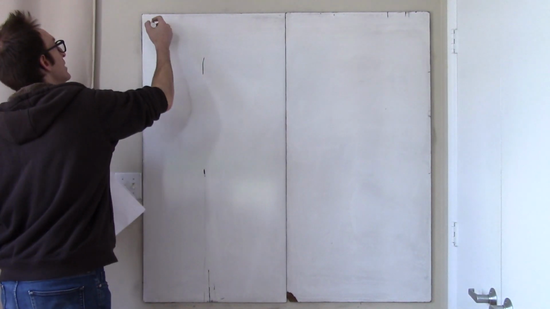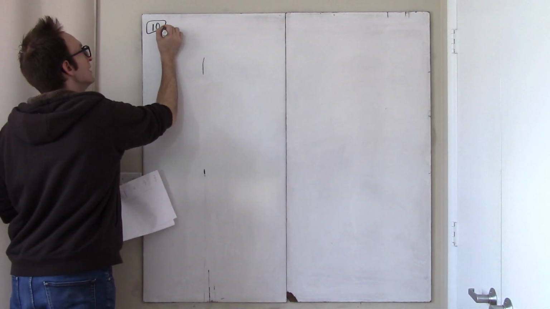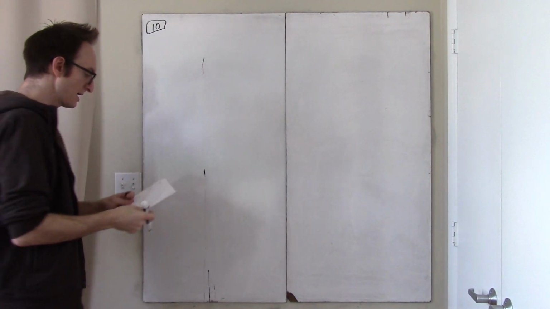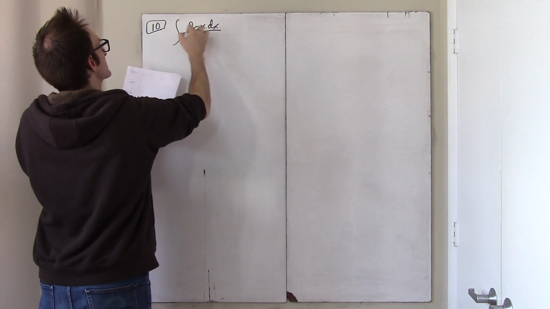But here we go. I did promise I would do them all, so I'm going to do them all. These are all the problems from the packet that I didn't do in the video. Number 10, I'll go kind of fast. This is the antiderivative of ln x dx over x.